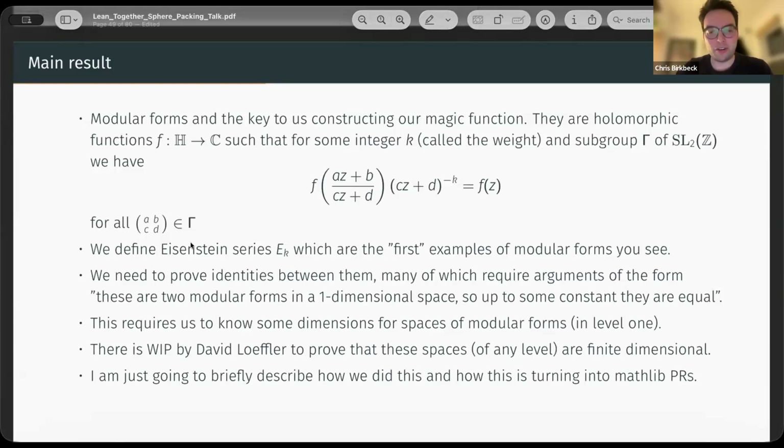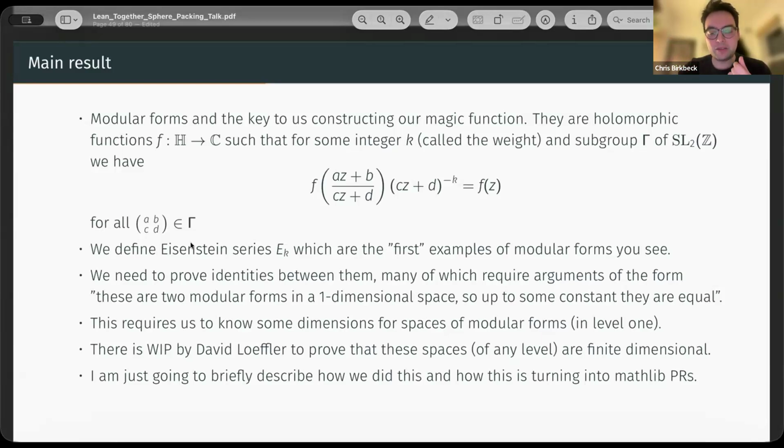And these show up in number theory, and we care about them for lots of different reasons. And they tend to be the keys to proving this sphere packing. When Sid contacted me, I had been working on defining lots of examples of these modular forms, especially things called Eisenstein series. And these are exactly the sort of things that we need to construct our magic function.